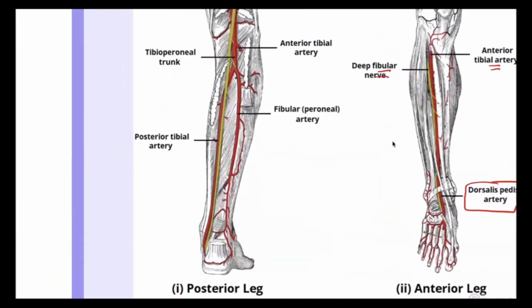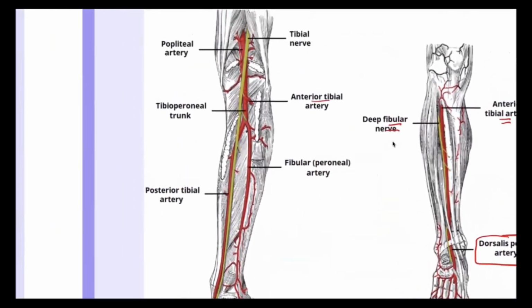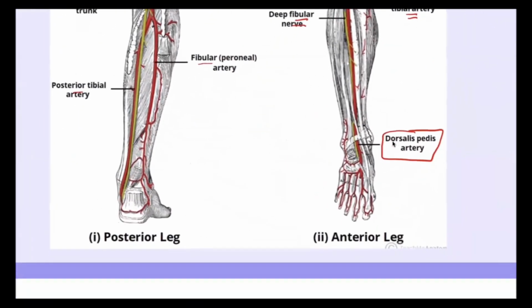Then you have the popliteal artery, and it's traveling down, and these are its branches: anterior tibial, fibular, and posterior tibial. You need to know that it's running in close proximity to the tibial nerve, and they're supplying the posterior aspect of the leg.